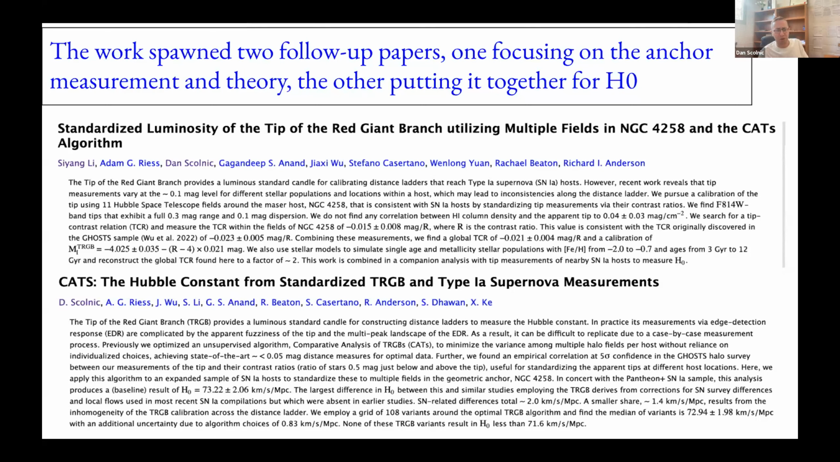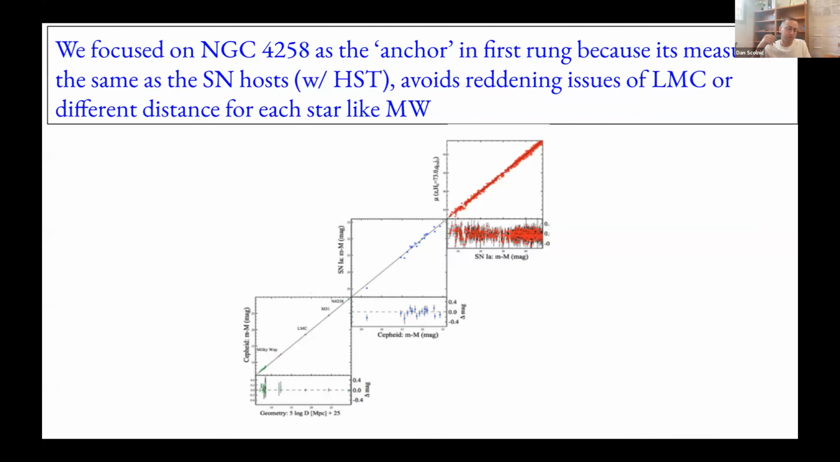So we wrote these 2 papers, one led by Sean Lee and one by the rest of us, where we look at the different parts of how to measure the Hubble constant. Before, we just trained the algorithm; now we're going to use this to measure the Hubble constant. To do this, for our anchor, our first rung, like what Dylan talked about in the beginning, we use NGC 4258. This avoids any reddening issues at the LMC, or the fact that it's not really possible to get different distances for each star like in the Milky Way.